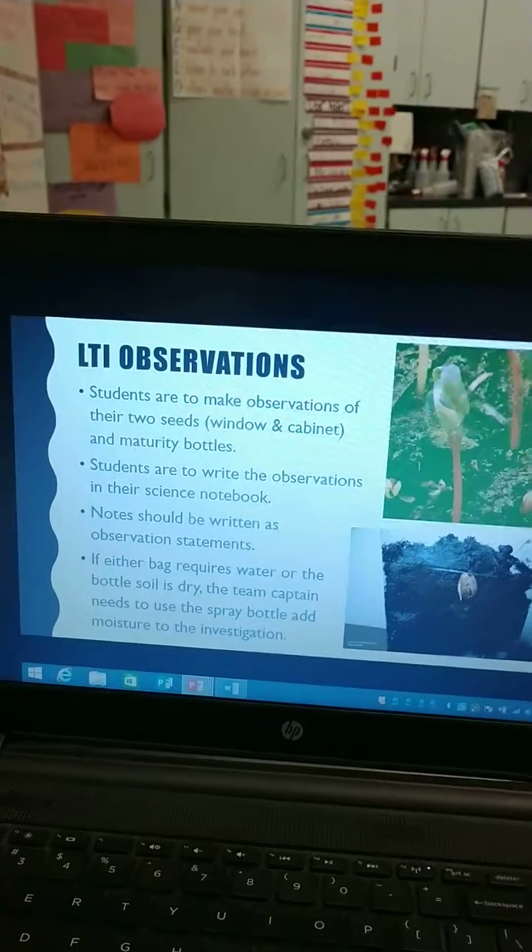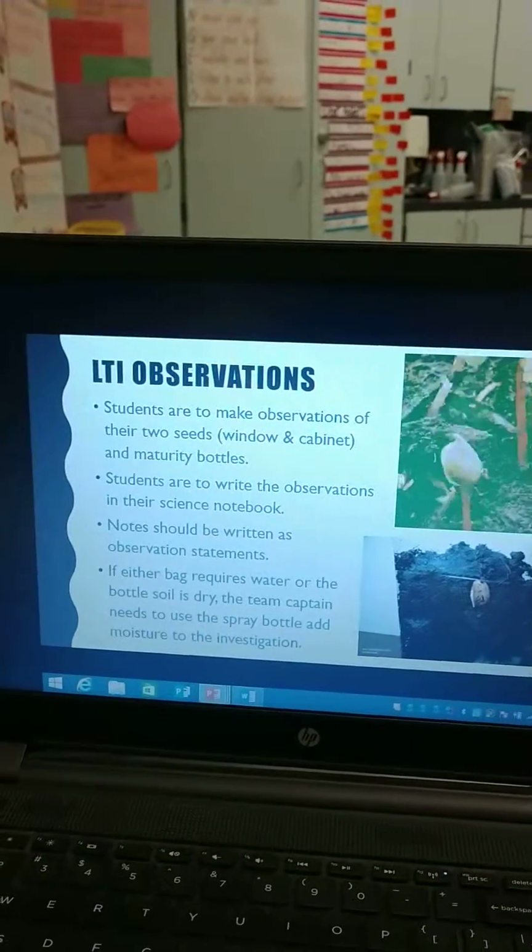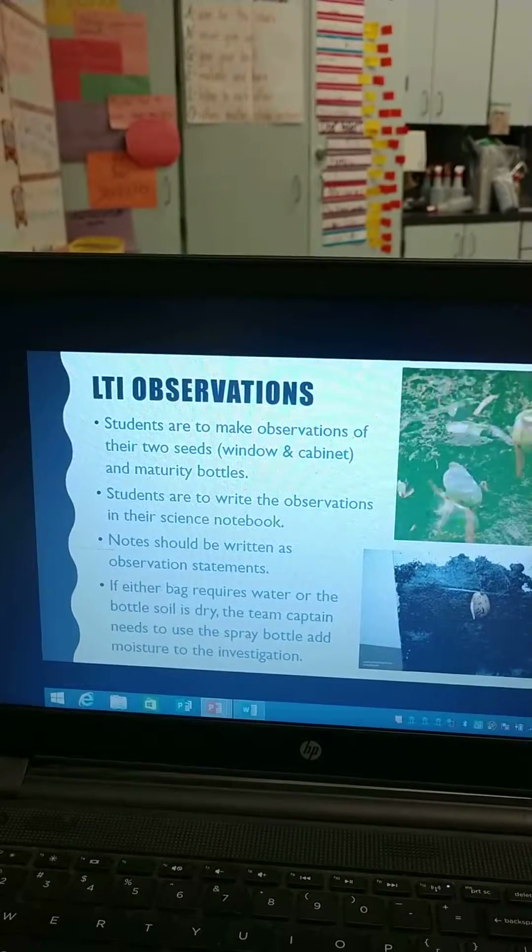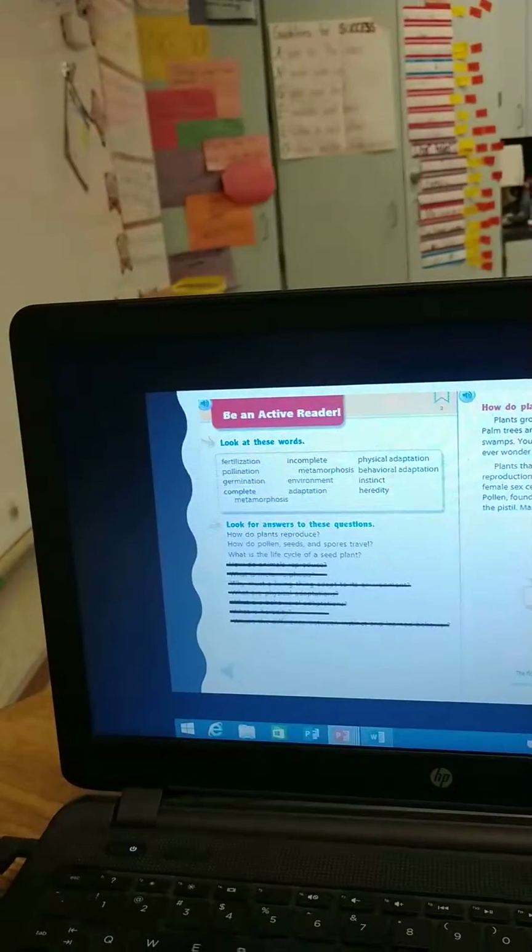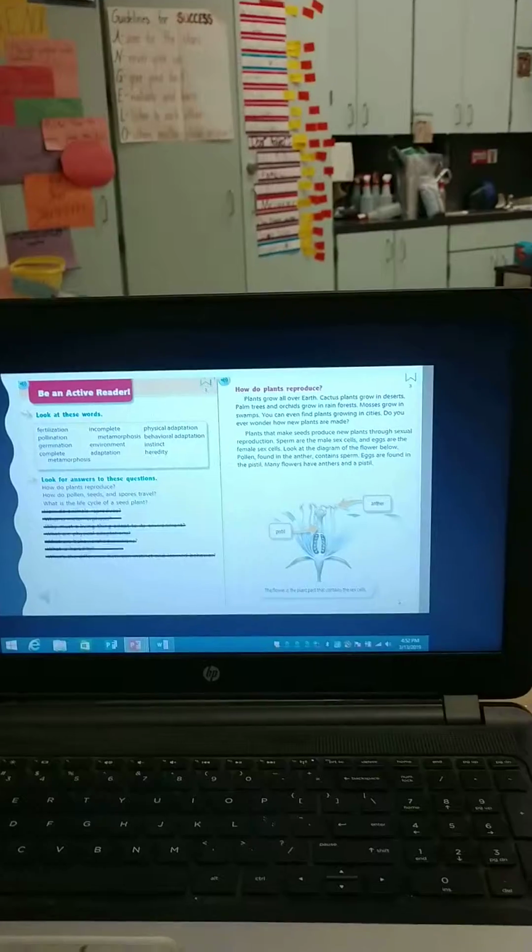That's finished, but now we'll have whether different things affect seed maturity. And they will have their little quiz that will need to be glued in there. Those are the expectations for the notebook.